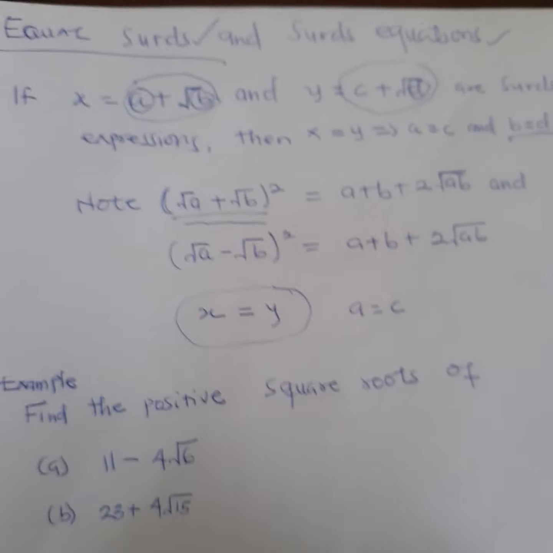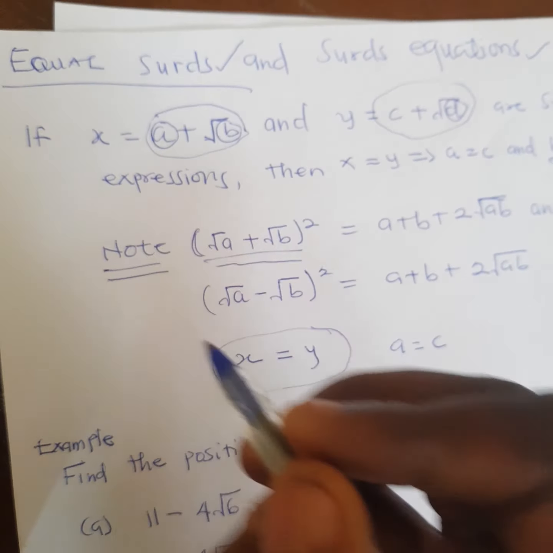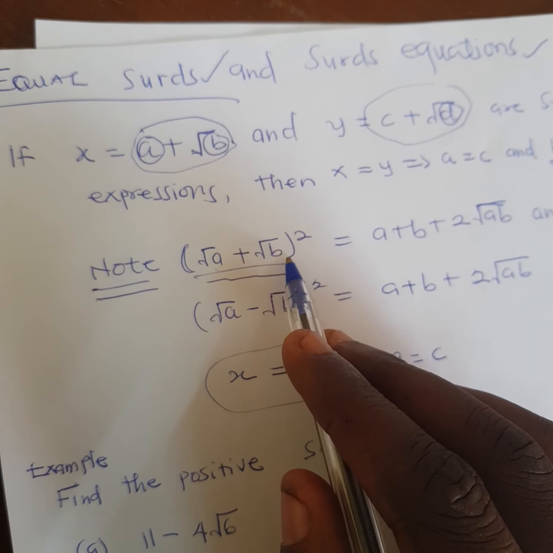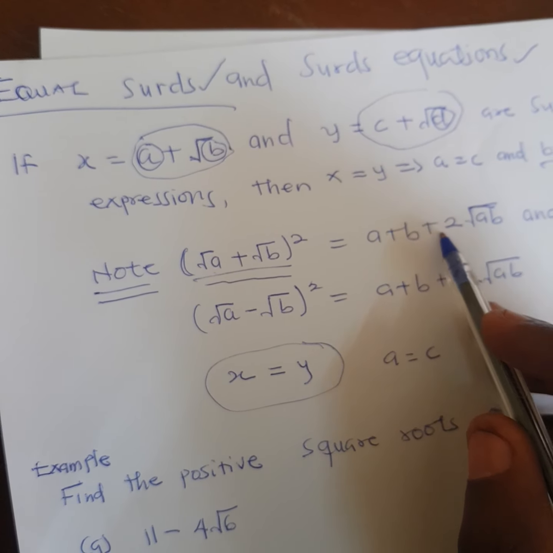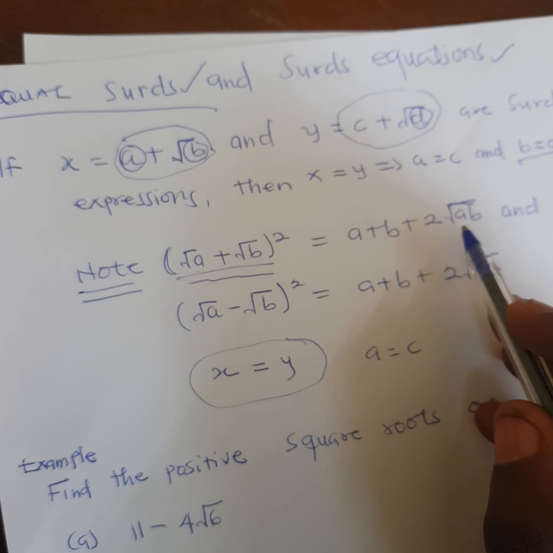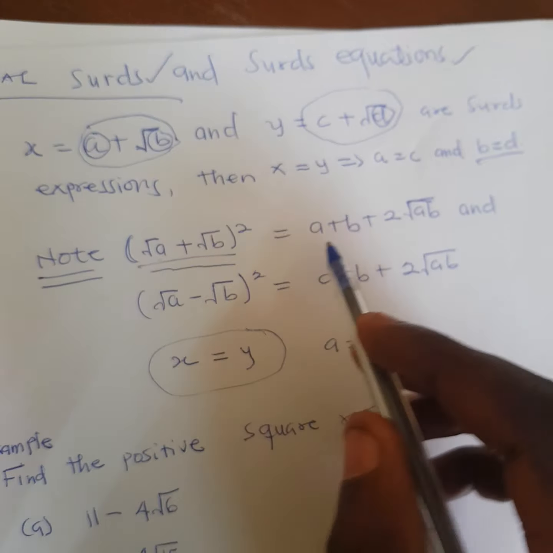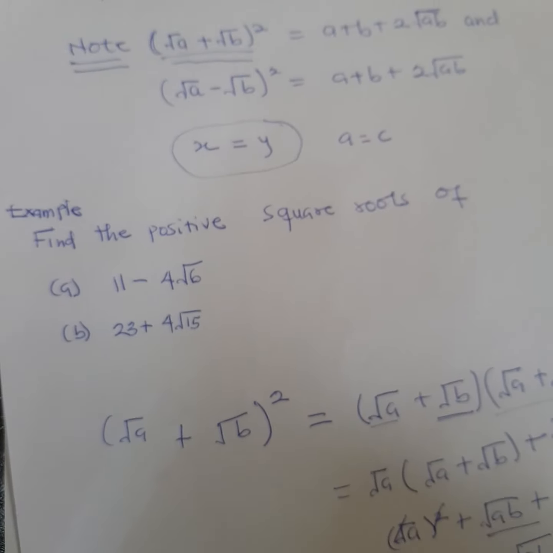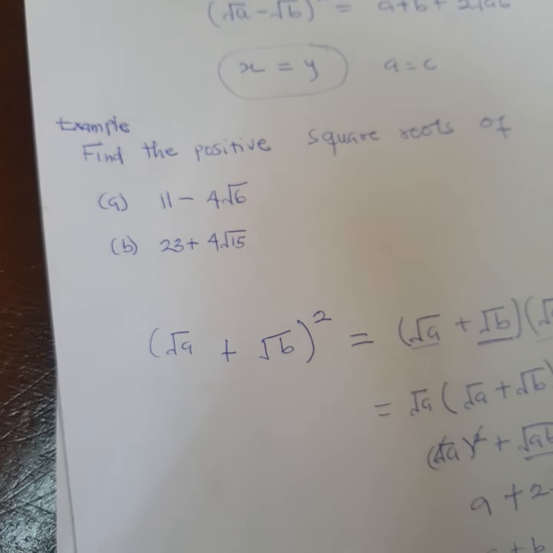Now when you come to the top here, I wrote some note here. Note, root of a plus root of b squared is equal to what? A plus b plus 2 root ab. We just want you to know that anytime you see this, this is what you are going to get. Now there is a simple way of solving this without going through this long method.